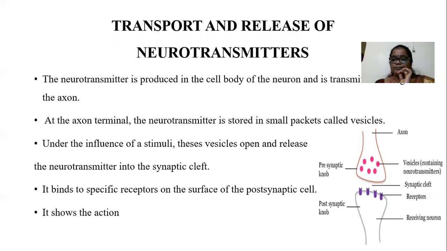So the site of synthesis of neurotransmitter is the cell body of the neuron. When a stimulus, any electrical impulse, arrives at the axon nerve terminal, the synaptic vesicle opens and releases the neurotransmitter into the synaptic cleft. Then the neurotransmitter binds with the receptor located on the postsynaptic neuron, and it shows the effect and the action.